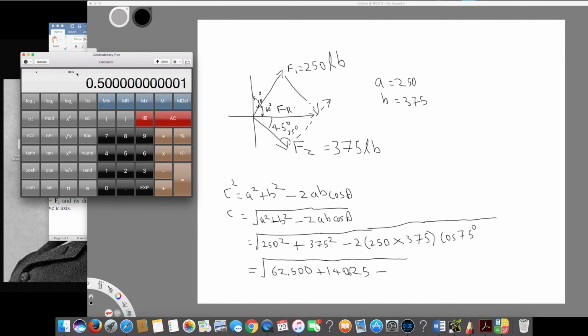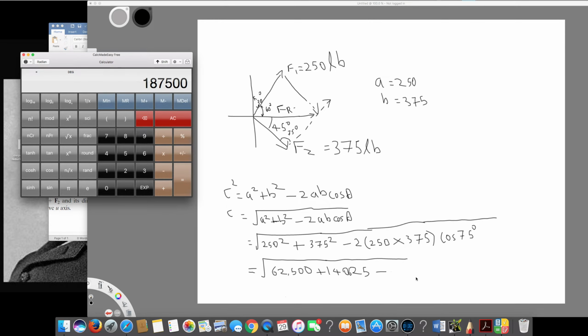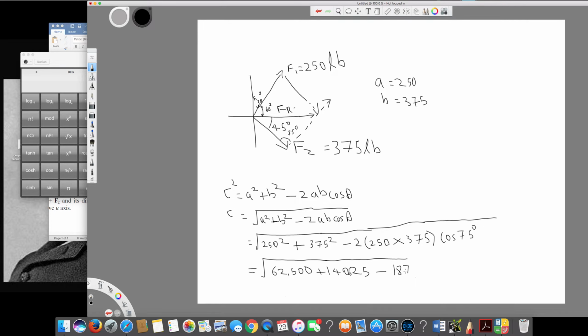Oh god, I have to do this again. Let's say 2 times 250, I don't know what happened. 2 times 250 is 500, multiplied by 375 equal to 187,500. So 187,500 and cos 75 degree.